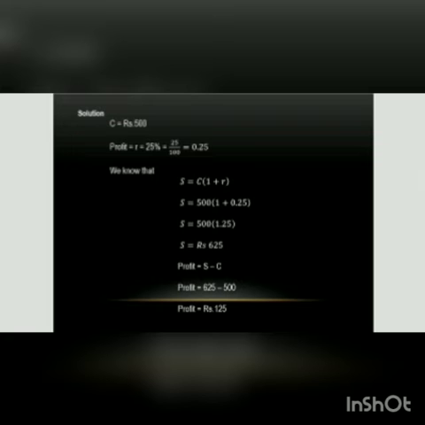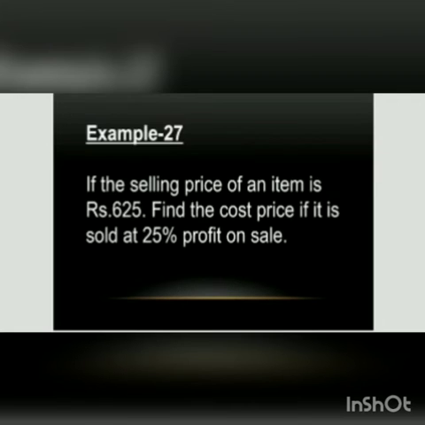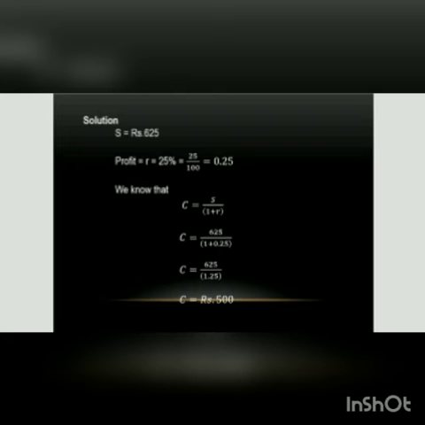Next is example number 27, and the question is, if the selling price of an item is rupees 625, find the cost price if it is sold at 25% profit on sale.